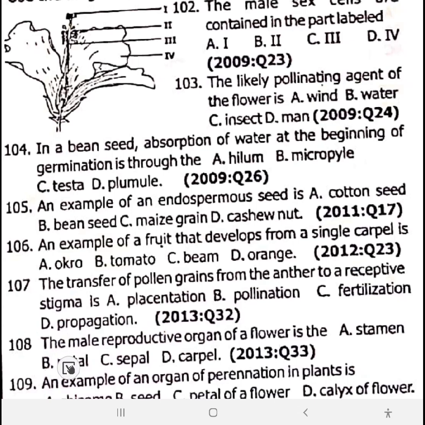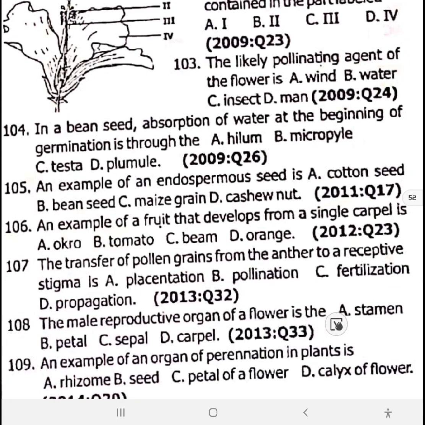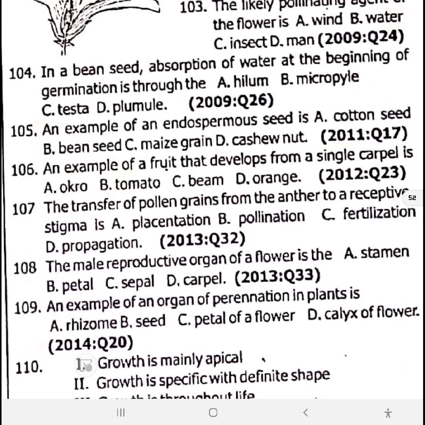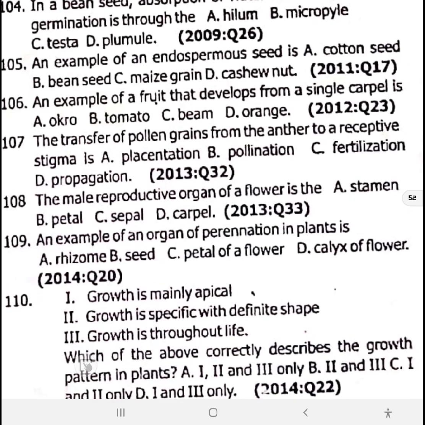107 is option B. 108. The male reproductive organ of a flower is the male reproductive organ. 108 is the stamen, option A. 109. An example of an organ of perennation in plant is rhizome. 109 is rhizome. And 110, which will be our last question for this chapter.